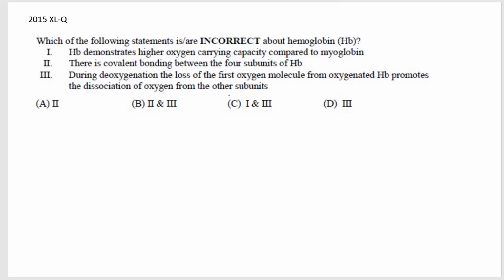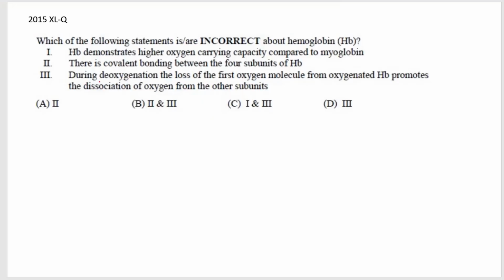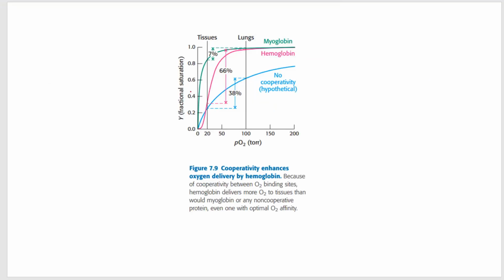So, to answer this question, we'll go back to this graph. You can see here that is hemoglobin, myoglobin, and this is the case where there is no cooperativity. So the first answer says that hemoglobin demonstrates higher oxygen carrying capacity compared to myoglobin. So in this graph, it shows here, see, 7%.